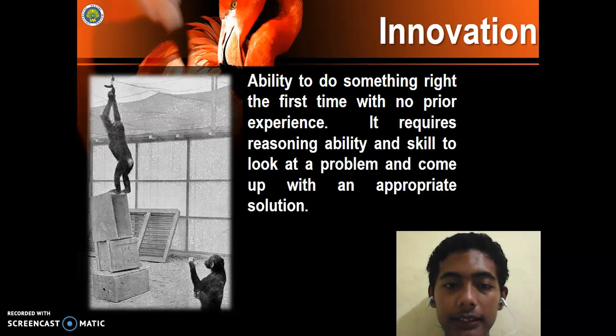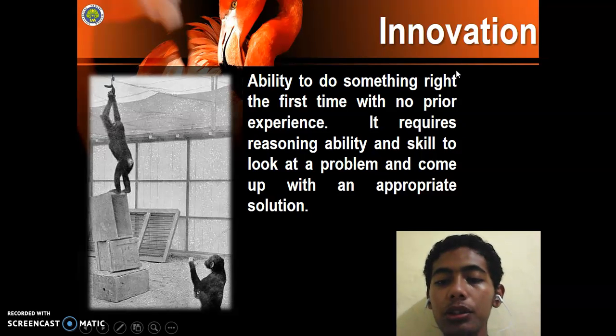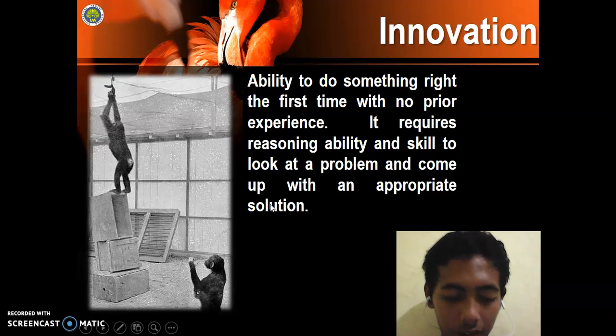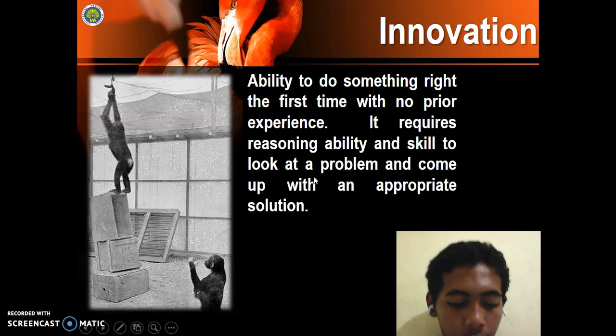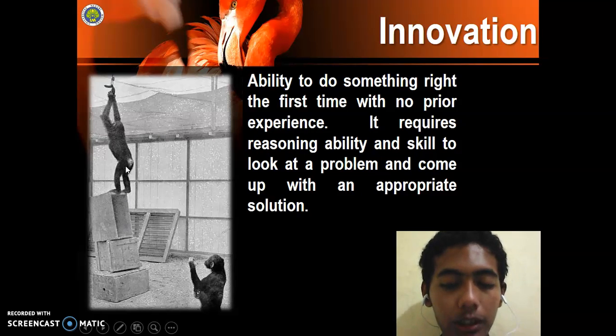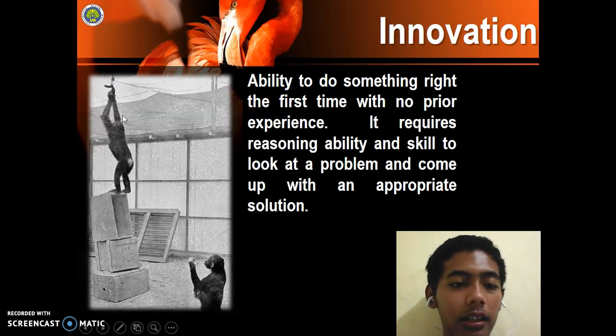The second is innovation. Innovation is the ability to do something right the first time with no prior experience. It requires reasoning ability and skill to look at a problem and come up with an appropriate solution. For example, the monkey arranged the chair to take food on the floor.